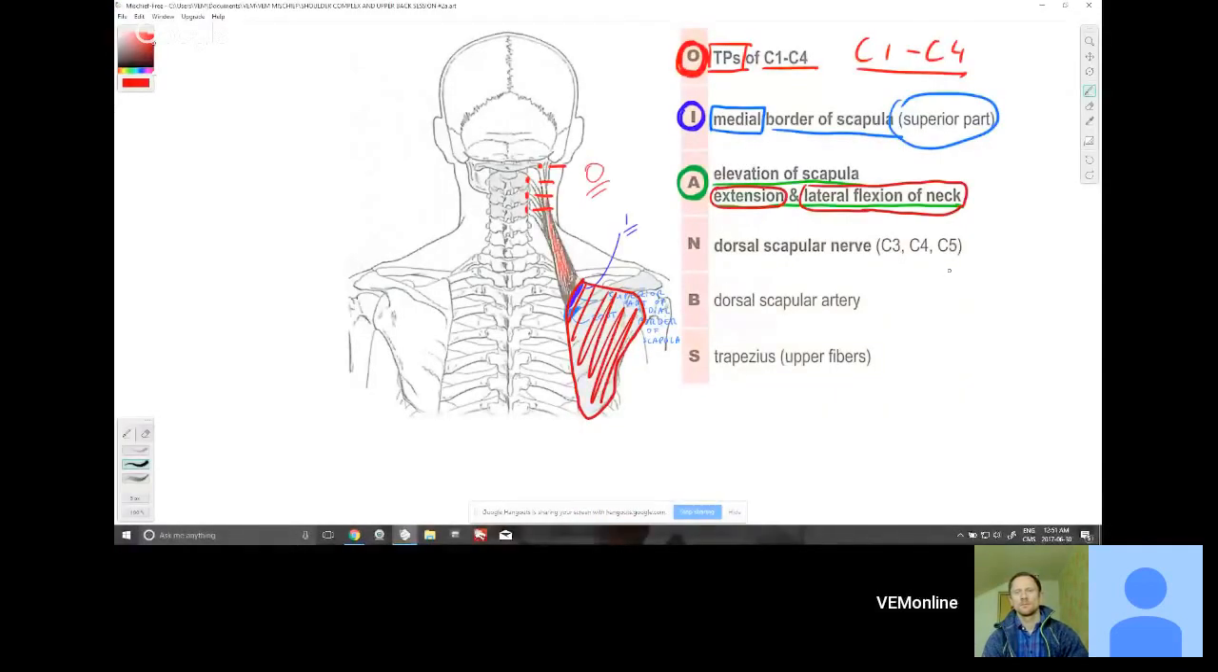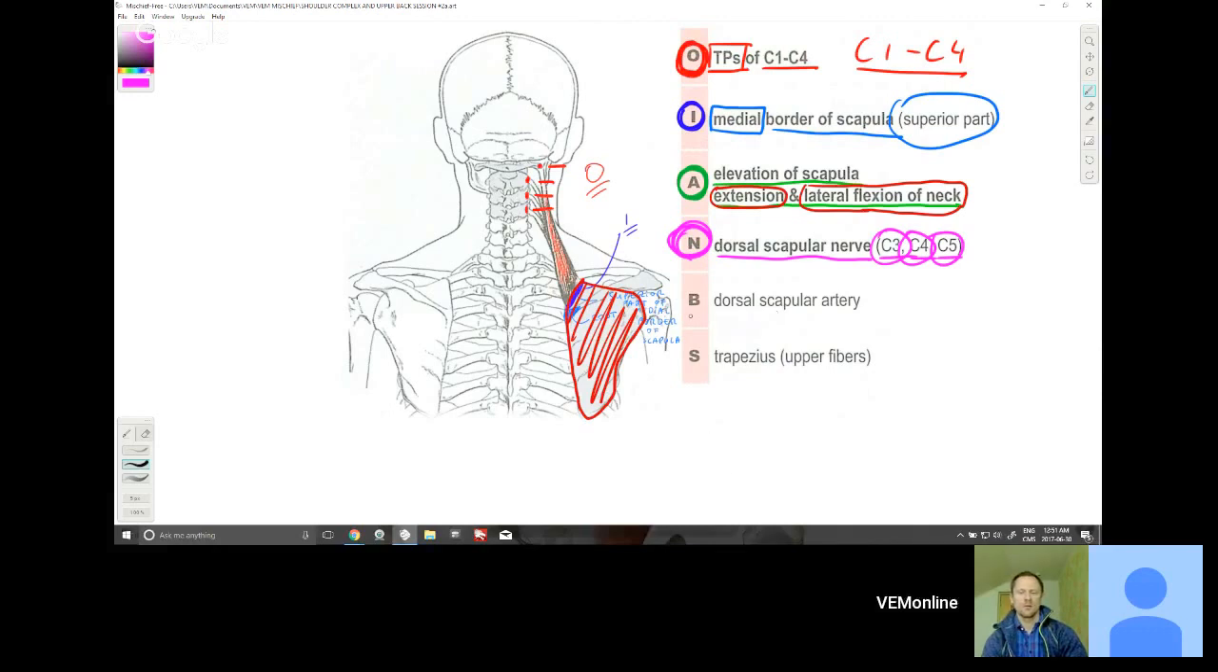All right, so that's pretty much it. That's the levator scapula. Levator scapula is innervated by the dorsal scapular nerve. The dorsal scapular nerve originates from nerve roots C3, C4, C5. If you're able to remember, go for it. It's really good practice to remember nerves as well.